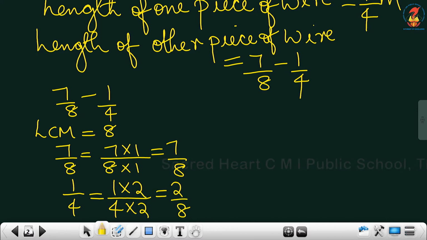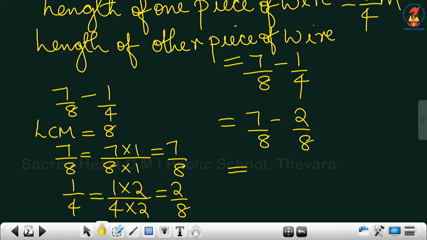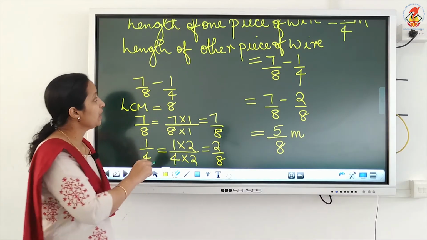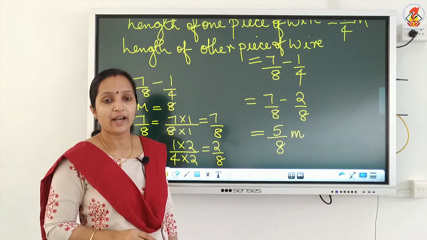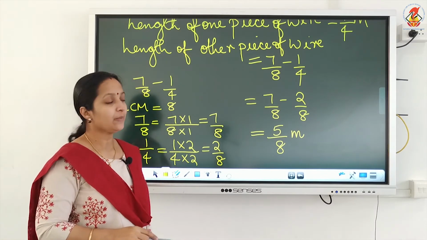So which like fractions did you get? 7 by 8 minus 2 by 8. Here they are like fractions, that means the denominators are same. If the denominators are same, you can subtract the numerators. So 7 minus 2, what is the answer? 5, and write the same denominator. The answer is 5 by 8 meter. So the length of the other piece of wire is 5 by 8 meter. I hope this answer is clear for everyone.